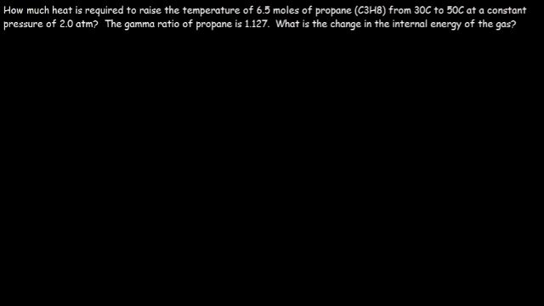Here's another problem that we could try. How much heat is required to raise the temperature of 6.5 moles of propane from 30 Celsius to 50 Celsius at a constant pressure of 2 atm? And we're given the gamma ratio. Well, to find Q at constant pressure, we can use the equation Q is equal to n Cp delta T. So we've got to find Cp first.